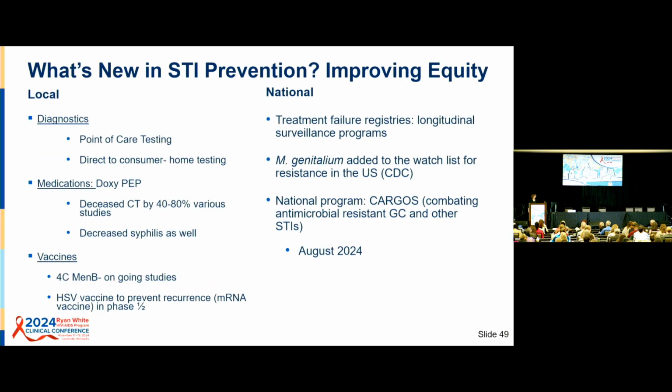So what's new in HIV is really equity. Point-of-care testing hopefully will come. Direct-to-consumer testing, I Want the Kit, is out there. DoxyPep has been discussed. That I think is also important in vaccines. Men-B coverage to help with GC. There are national registries now for resistance. MGen is part of it. And this CARGOS, Combating Antimicrobial Resistance for GC and Other STIs, was also established in August.